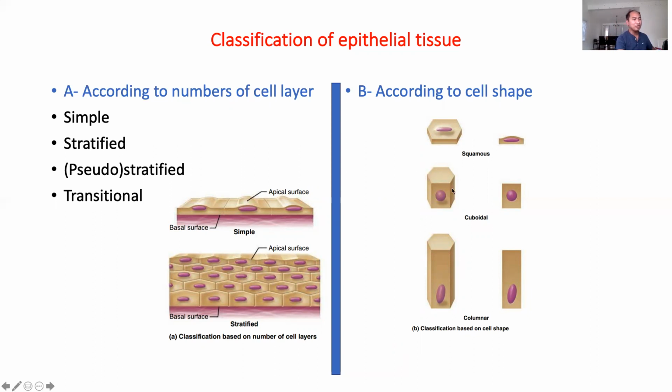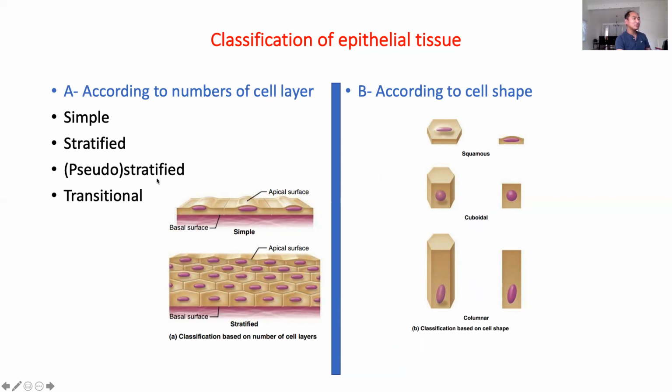Square, box, cuboidal shape, cuboidal cell. Tall like columns, pointing, projecting, columnar cells. If this squamous cell is only one layer, we will say simple squamous epithelium. If the squamous cell is multiple layers, we will say stratified squamous epithelium. The same thing for simple cuboidal or stratified cuboidal, simple columnar, stratified columnar.